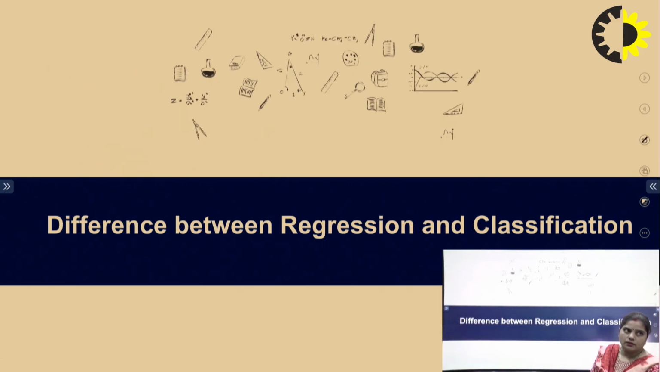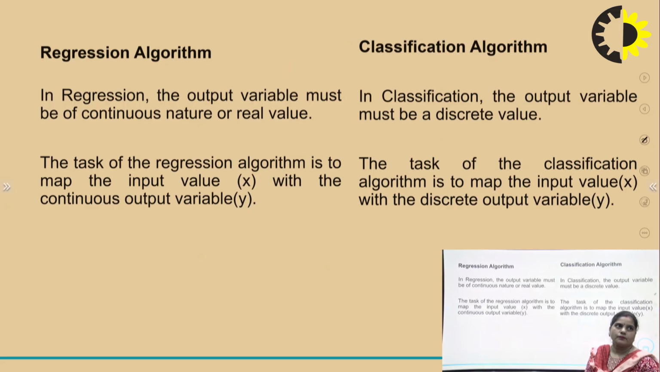So now what is the difference between regression and classification? In regression, the output variable must be of a continuous nature, or a real value. In classification, the output variable must be a discrete variable. For example, which I gave earlier, it must have two values: yes, no, male, female, true, false, spam, not spam. Whenever these kinds of things come into consideration, we must use a classification algorithm to solve these kinds of problems.